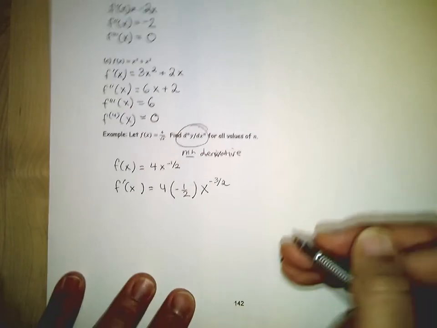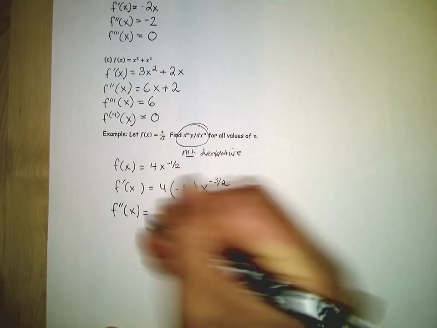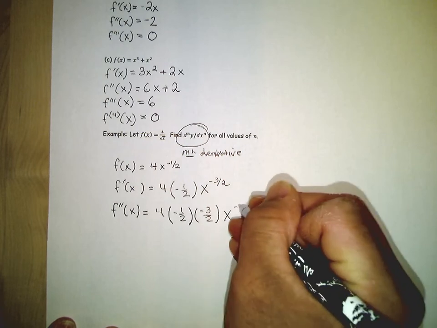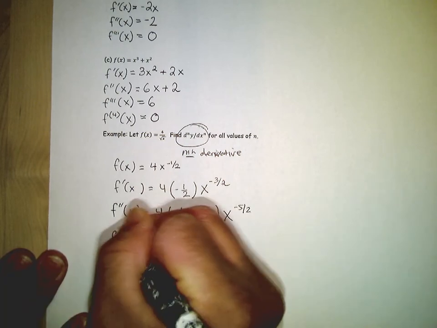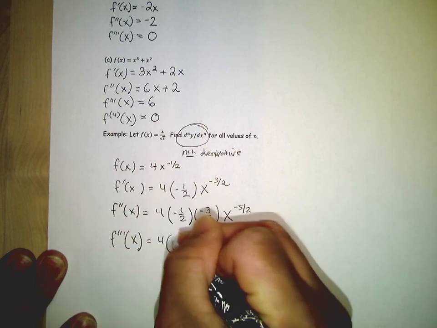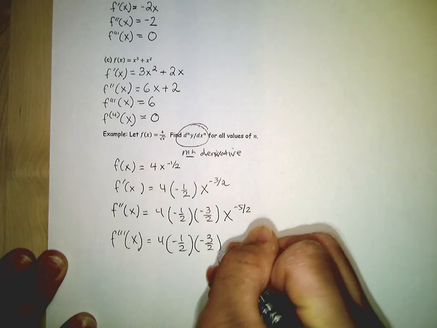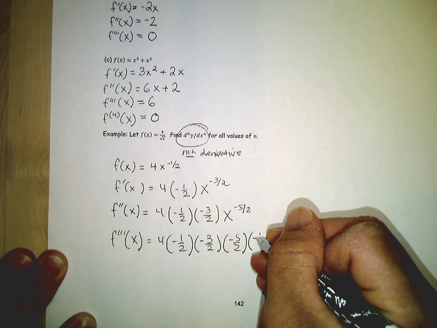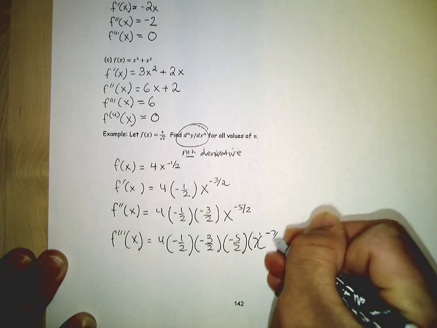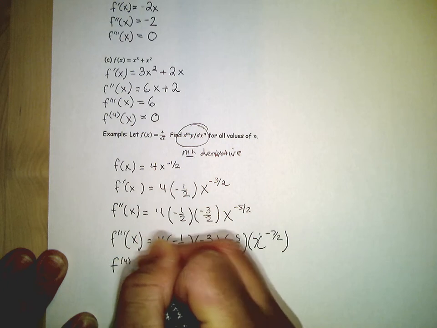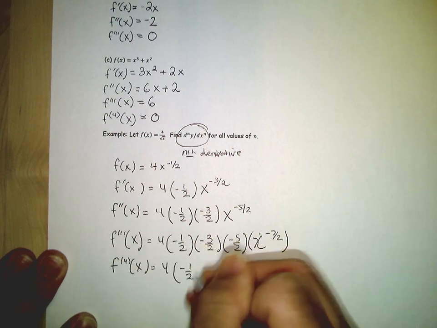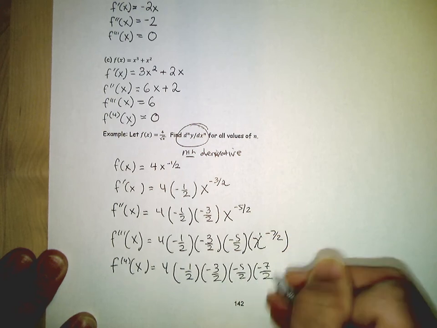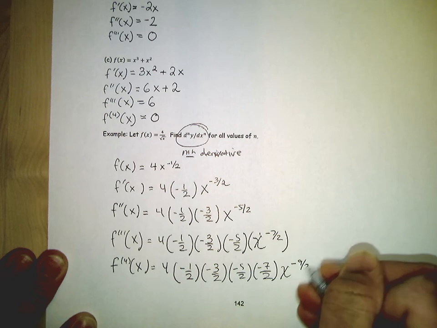And then the second derivative will be 4 times negative 1/2 times negative 3/2 x to the negative 5/2 power. And the third derivative will be 4 times negative 1/2 times negative 3/2 times negative 5/2 times x to the negative 7/2. And then the fourth derivative will be 4 times negative 1/2 times negative 3/2 times negative 5/2 times negative 7/2 times x to the negative 9/2.